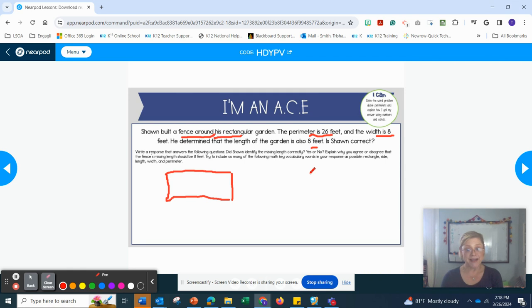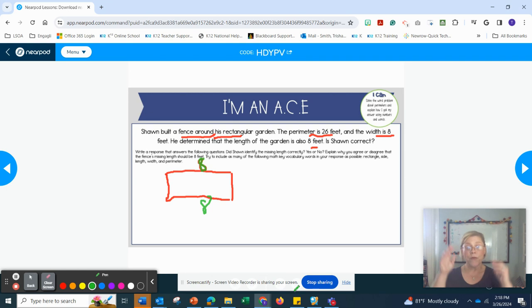So because it's a rectangle, there are some things that we do know about our rectangles. Opposite sides are the same. So the top and the bottom of my rectangle are going to be what? You're right. Yes, they're going to be 8 feet. So I'm going to put 8 and 8, because it's a garden, we're going to make it green.